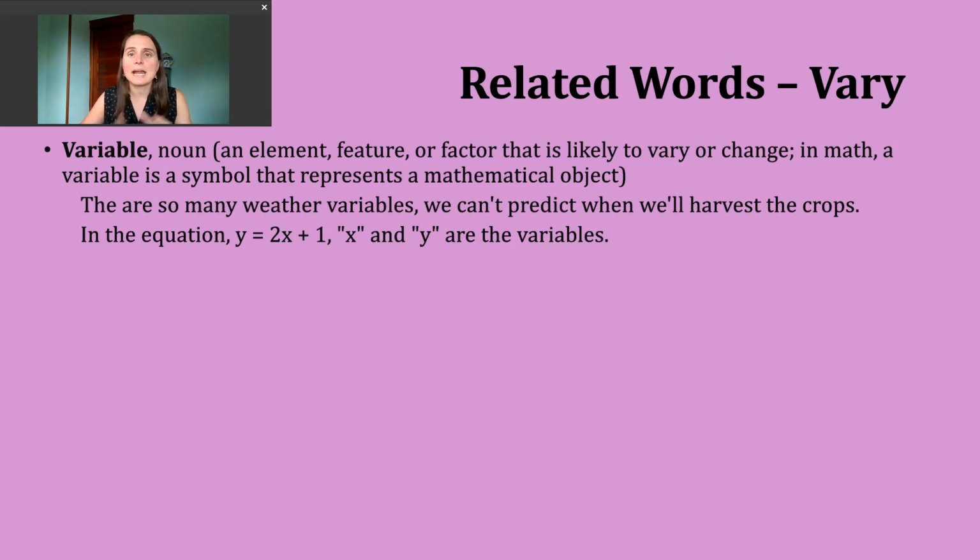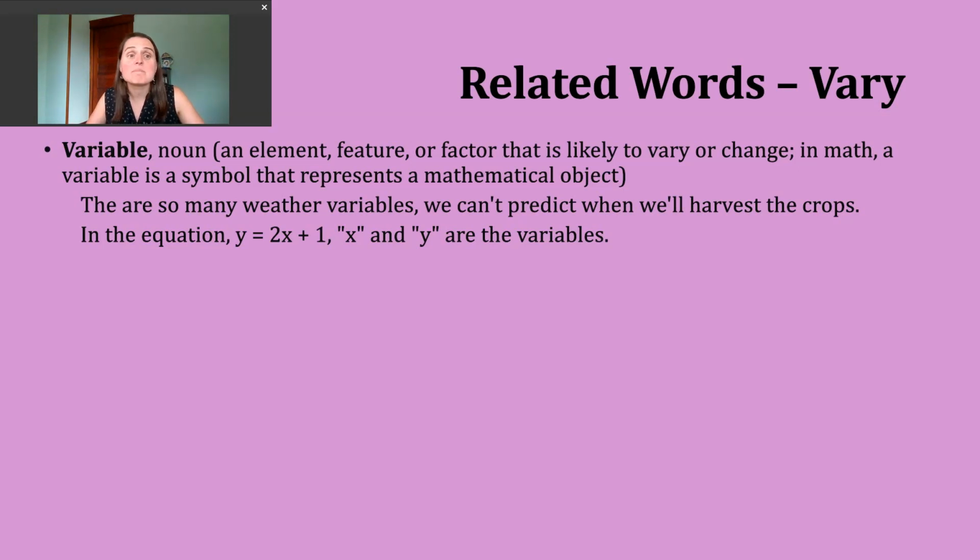How often is it going to rain? How hot is it going to be? How windy is it going to be? All of these things might affect when a farmer is able to harvest. A second way you might hear the noun variable used might be in a math class.